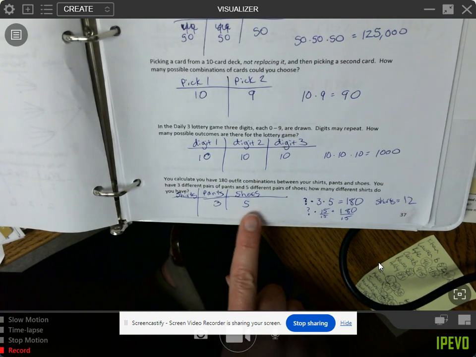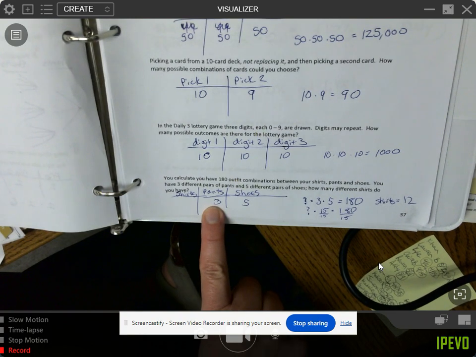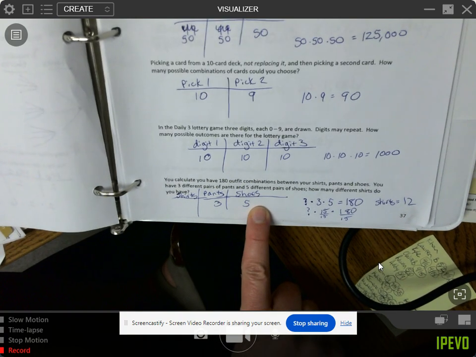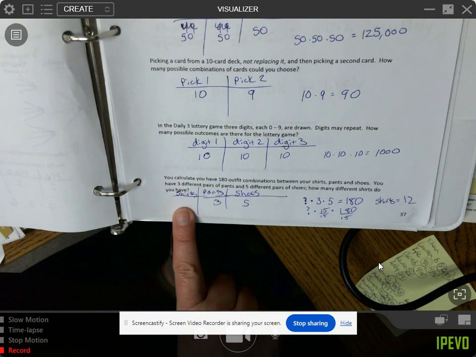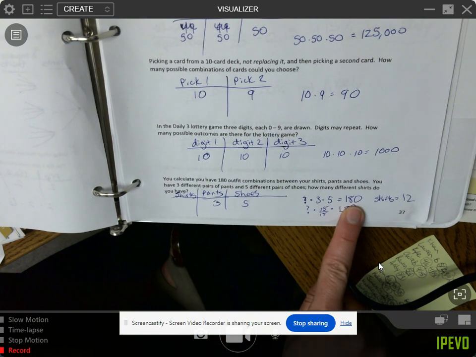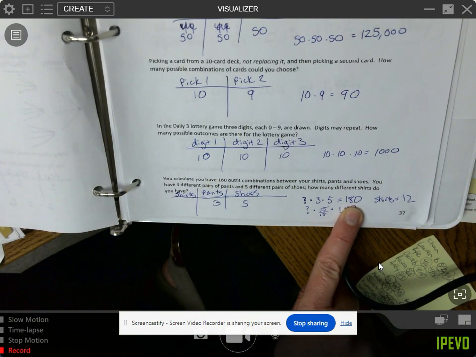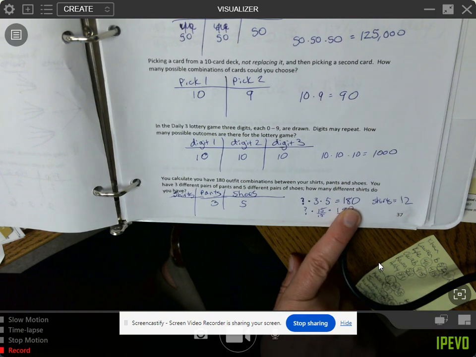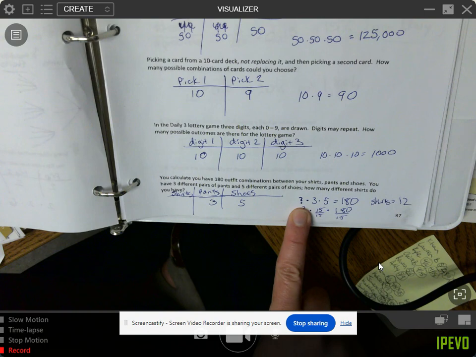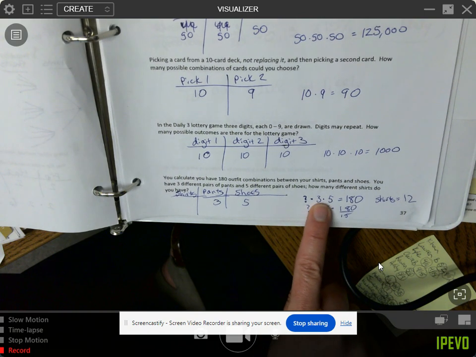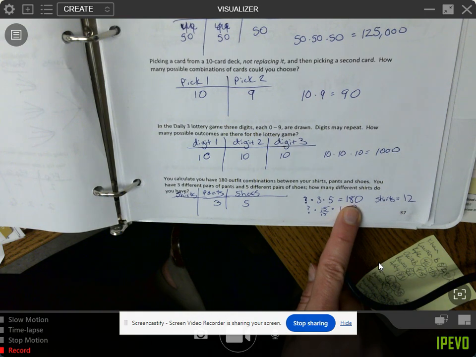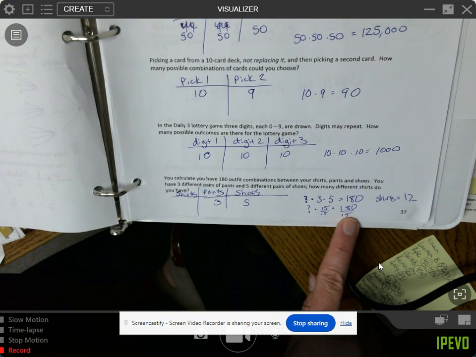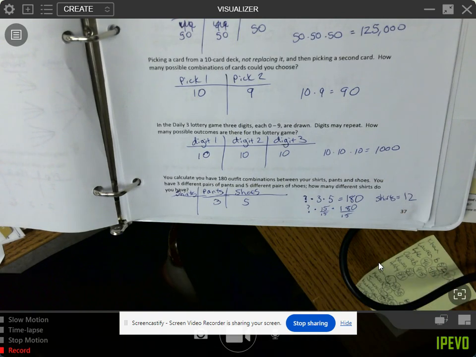I know that my pants, I have 3 choices. My shoes, I have 5 choices. So I know those outcomes, but I don't know how many outcomes are in my shirts. But I do know my total is 180. So now I have to do opposite operations to figure out how many shirts there are. So I know 3 times 5 is 15, and then I need to divide out that 15 so I get my question mark left by itself. So I had 180 combinations divided by my 15, and that leaves me with 12 shirts.